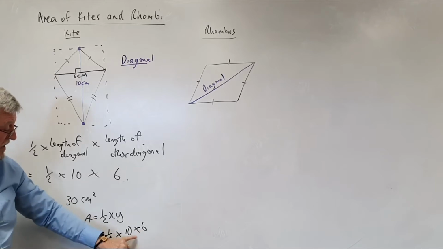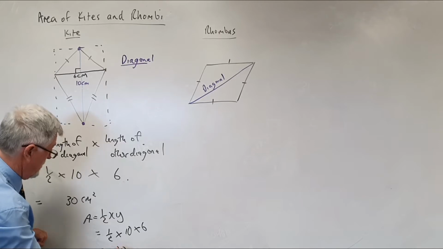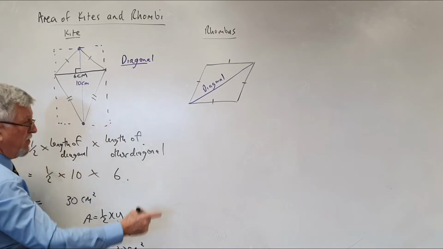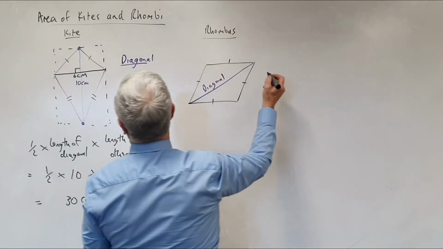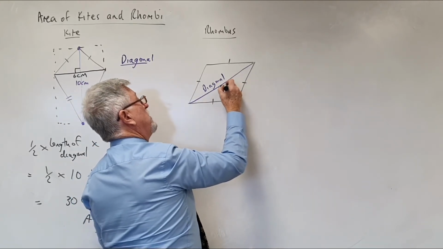If you wanted to, you can go 10 and 6 is a 60, and then you halve it and you get the 30. So it doesn't really matter which way you do it. So if I went to this one over here and I said that, let's make a nice number again. Let's say that's 12 metres.